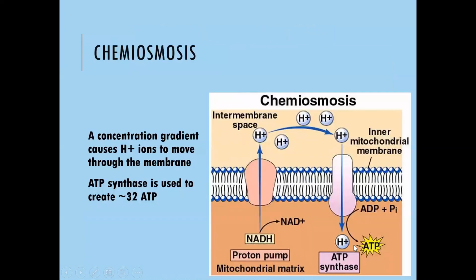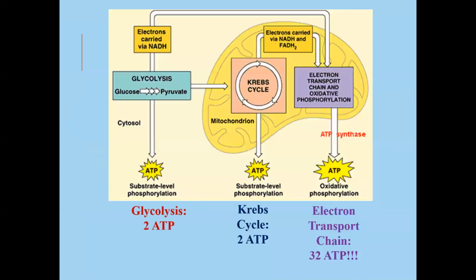And this is going to be called chemiosmosis. So a concentration gradient causes H plus ions to move through the membrane, just like we talked about. So H pluses are going to move through here through the ATP synthase, and as they do that, it's going to create ATP. And we're going to end up with around 32 ATP. So this last process, this electron transport chain, is going to end up creating 32 ATP.